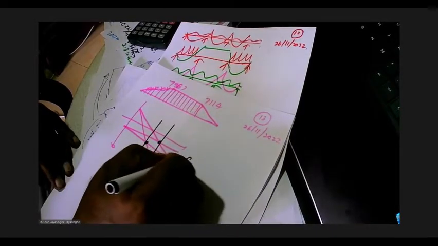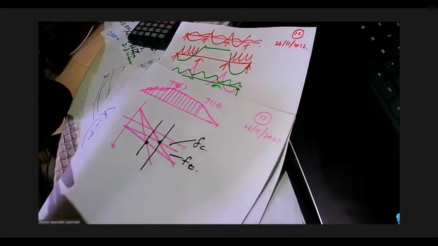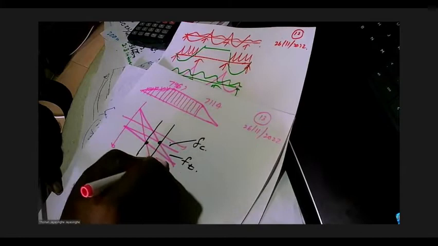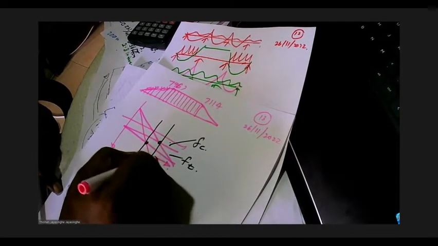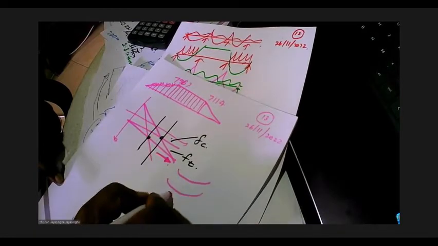And this is the FT value, this is the FC value. So that means it is better to remain in this region. Why is it good to remain in this region? Because the beam fails in tension.